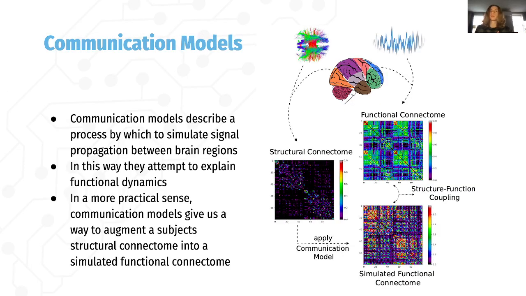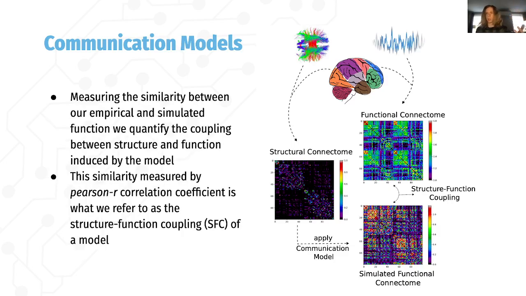So let's talk a bit more about communication models. What they do is describe a process by which to simulate signal propagation between brain regions. In this way, they attempt to explain functional dynamics, and how function can arise from structure. In a more practical sense, they give us a way to augment a subject's structural connectome into a simulated functional connectome, therefore trying to infer function from structure.